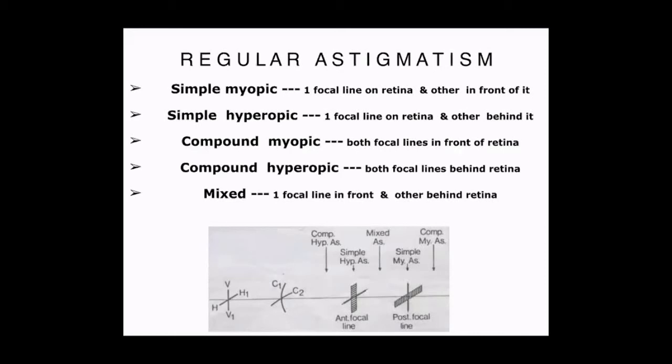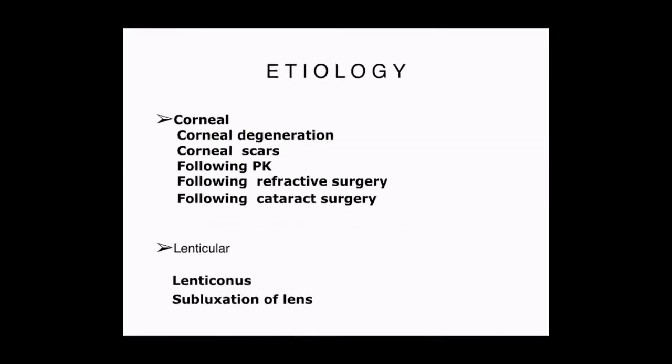So etiology: corneal and lenticular. That is anything to do with the cornea. Any scar, degenerations, refractive surgery can result in deformation of corneal curvature and result in astigmatism. Or any lens pathology, that is lenticonus or subluxation of lens. So treatment, again, same treatment for all three diseases, that is spectacles, contact lenses, or refractive surgery.